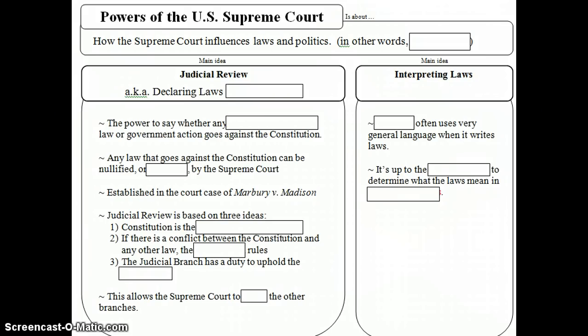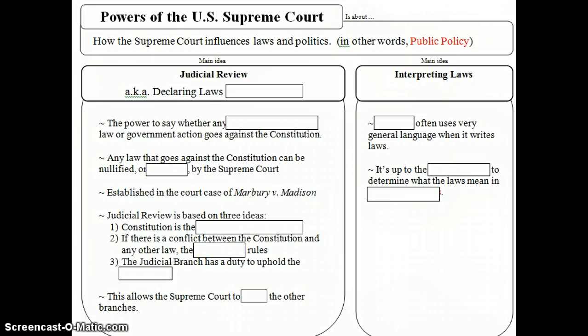So as we said, this is how the Supreme Court influences laws and politics, how it uses its powers to influence laws and politics. In other words, if it's influencing laws and politics, then it's influencing public policy. You'll remember we've talked about public policy a number of times before. This is yet another group, the U.S. Supreme Court, that can influence public policy, how the government tries to solve the country's problems.